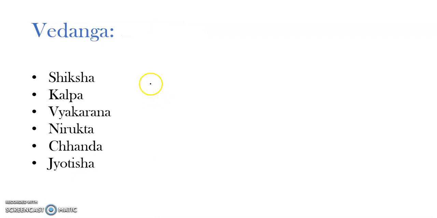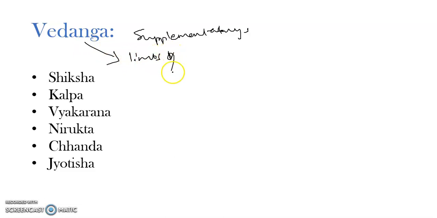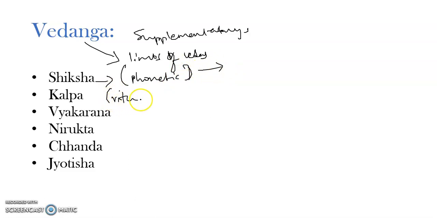Now Vedas are also divided into Vedangas. Vedangas are the supplementary texts of Vedas. Vedanga is also called limbs of Vedas. Shiksha is phonetics, a type of word pronunciation and all. Kalpa is rituals, performing rituals and all. These are different types of Vedangas.